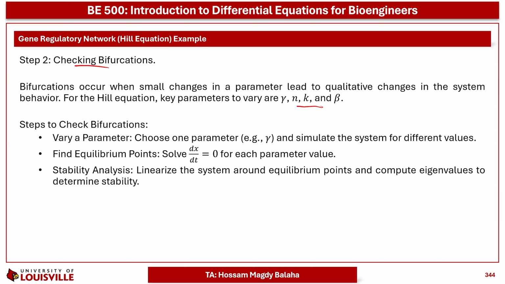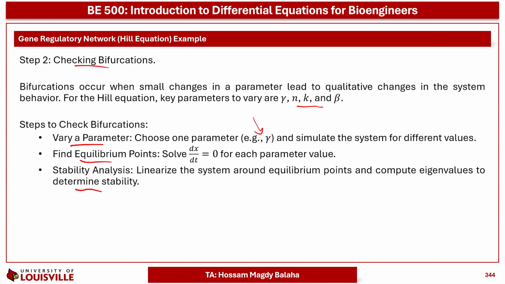So simply the steps here are to vary a parameter. For example, let's take a parameter such as gamma and simulate the system for different values. Find the equilibrium points by solving dx/dt equals 0 for each parameter value, and linearize the system around the equilibrium points and compute the eigenvalues to determine their stability.